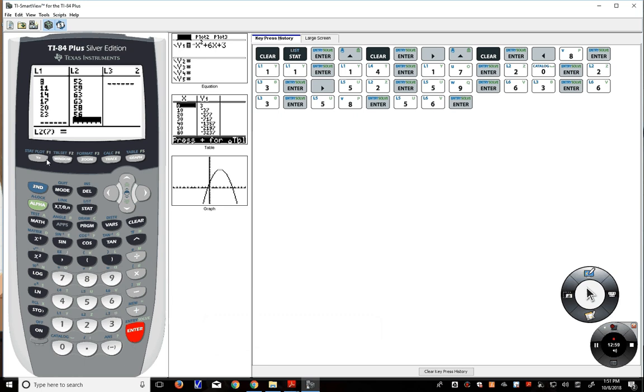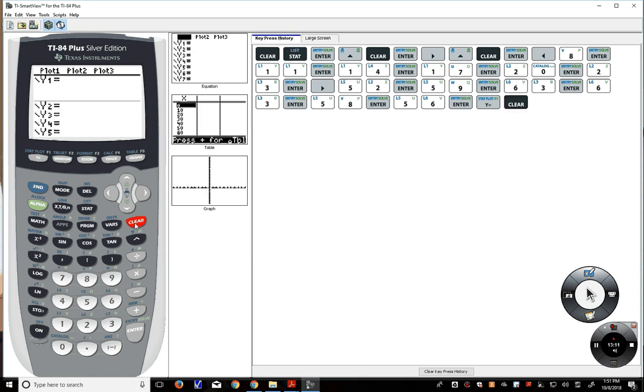Then remember, if we want to do a scatter plot, okay? So first thing I'm going to do is click the y equals button and clear out anything else I have in there right now. So I'm going to go to y equals. I don't want to see the graph of this other thing. I'm going to press clear. Okay.